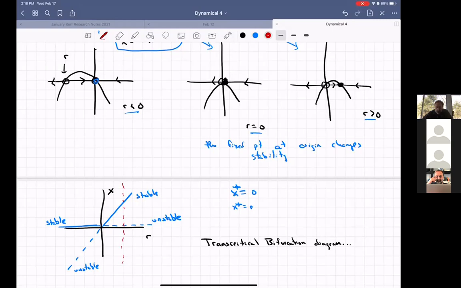So if I draw a vertical line, I've set up a particular system. And for a positive r value, I have a stable fixed point at a positive x and an unstable fixed point at the origin. Whereas if I drew a vertical line over here, that would be a negative r value. So I've turned my dial to some other r value. And I have a stable fixed point at the origin and an unstable fixed point at negative r.